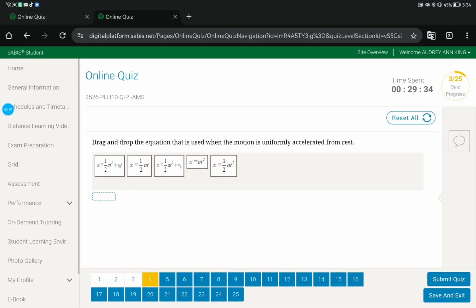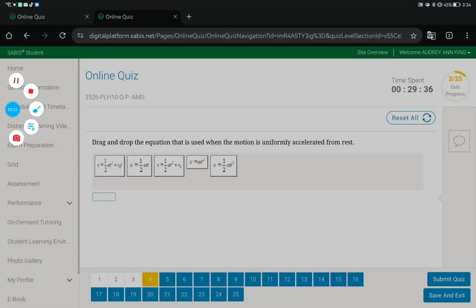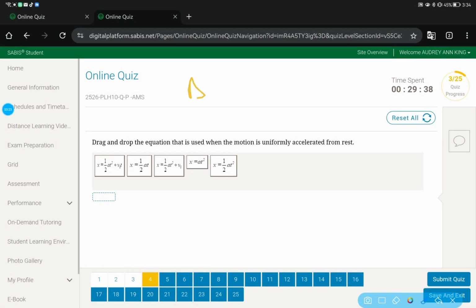An equation that is used when the motion is uniformly accelerated from rest. So writing down the equation, which they literally have over here, it's half of at squared plus v initial t. If it's at rest, that means the initial velocity is 0, so we can cross this out, and this is going to be this.